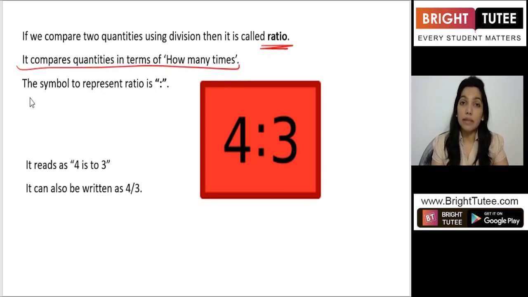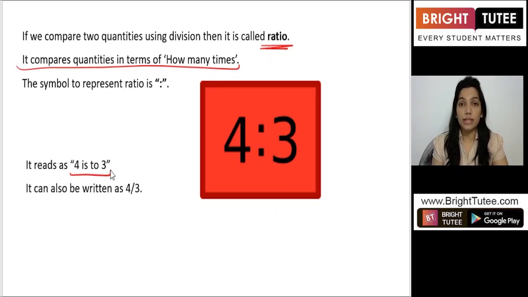Now, the symbol that we use in order to represent this ratio is these two dots that you see in between 4 and 3. These two dots represent the symbol for ratio. I hope this is clear. Now, how do you read this? You read this as 4 is to 3. Okay? 4 is to 3. This is how you read the given ratio.